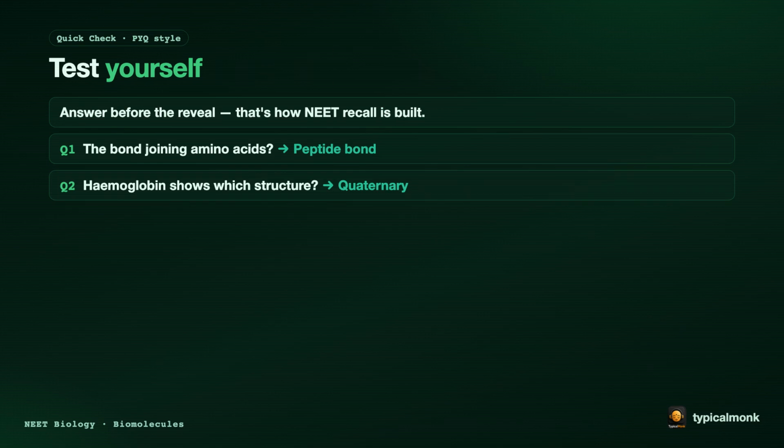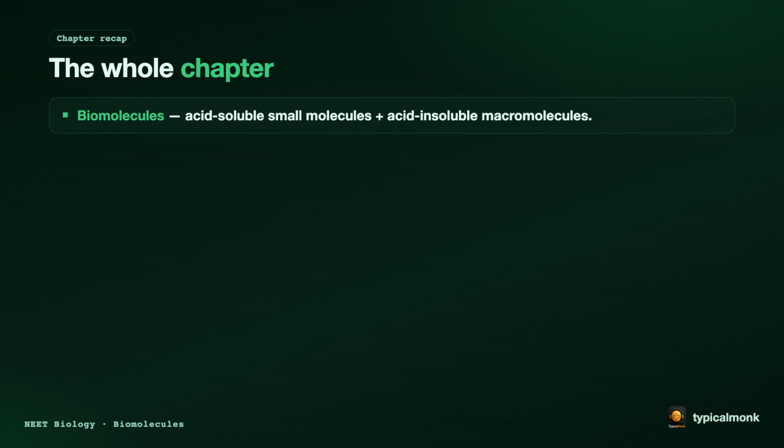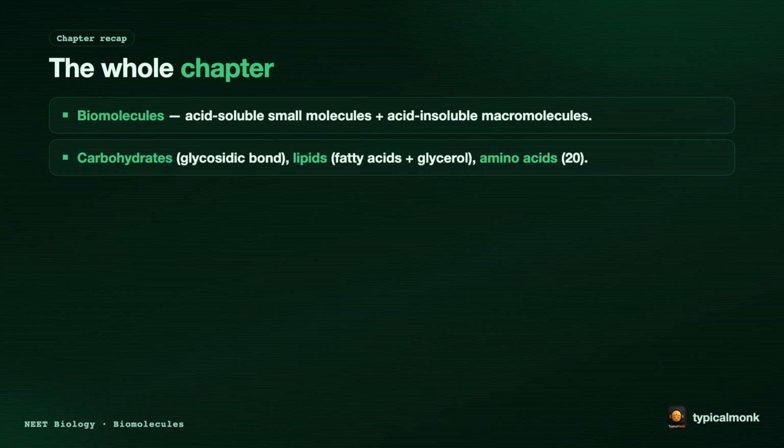Question 1. The bond joining amino acids? Answer: the peptide bond. Question 2. Which structure does hemoglobin show? Quaternary. Question 3. How do enzymes work? By lowering the activation energy. Question 4. What is an RNA enzyme called? A ribozyme. Question 5. A coenzyme plus apoenzyme make what? The holoenzyme.